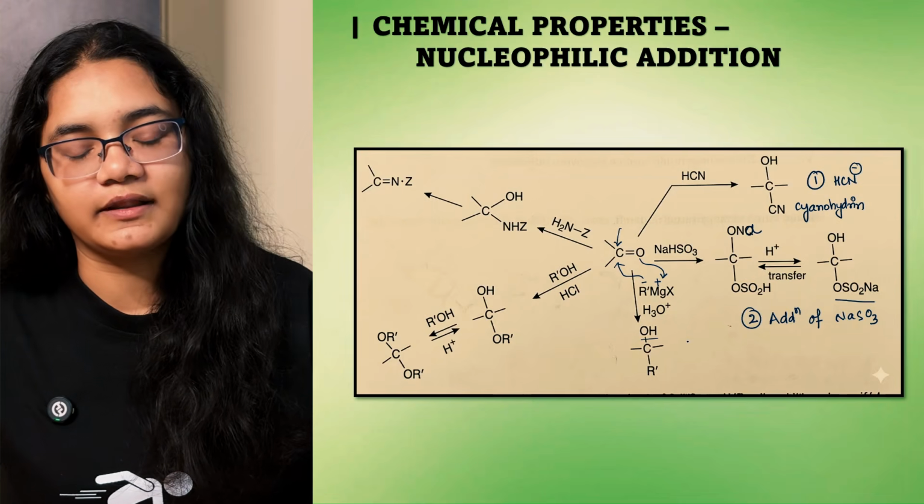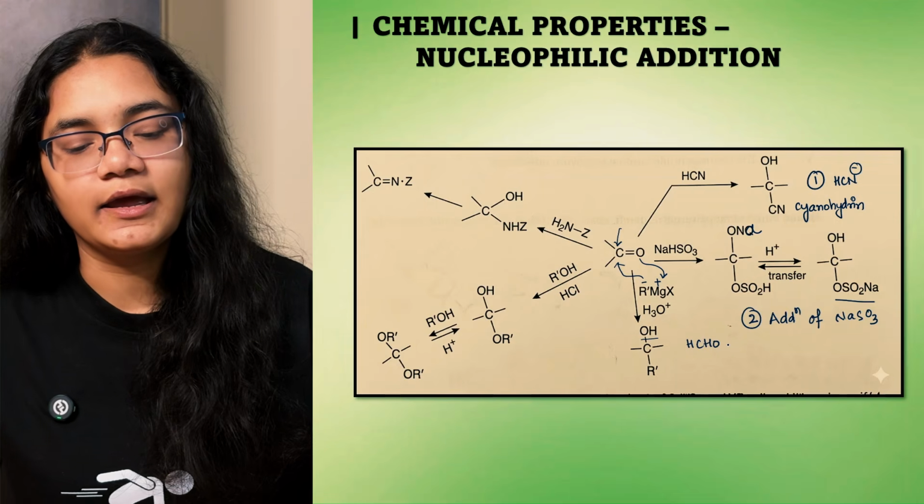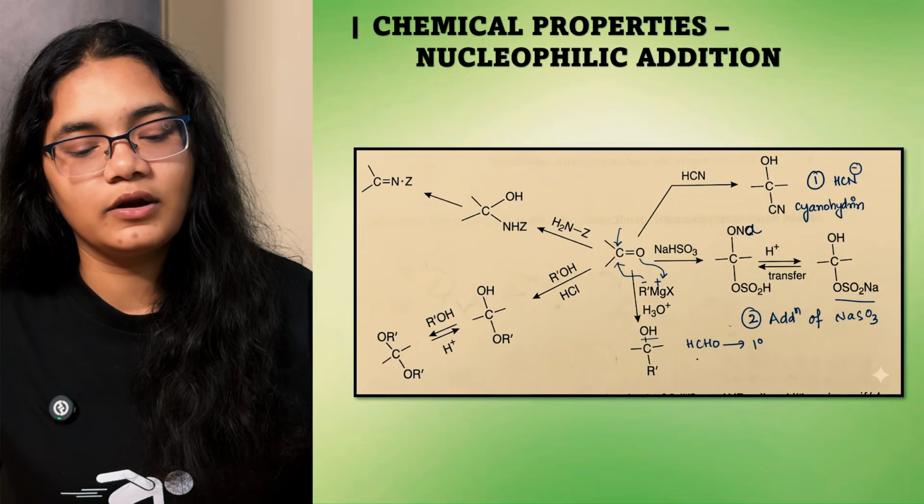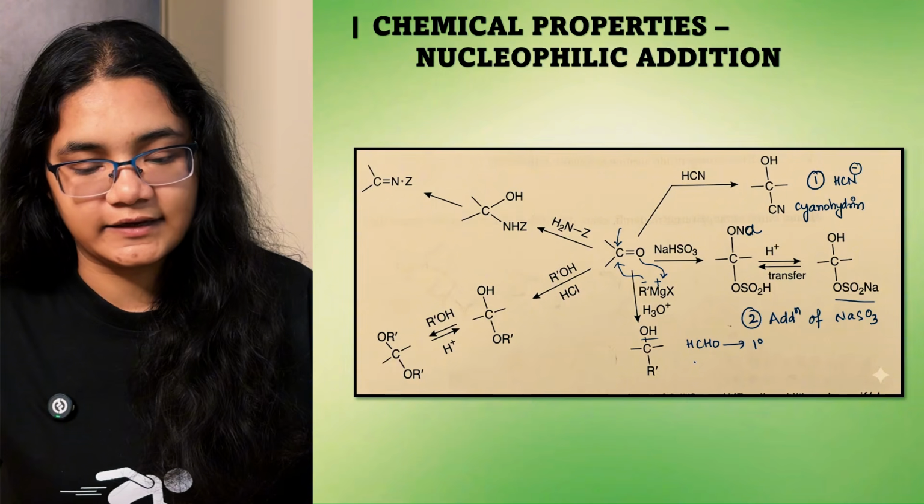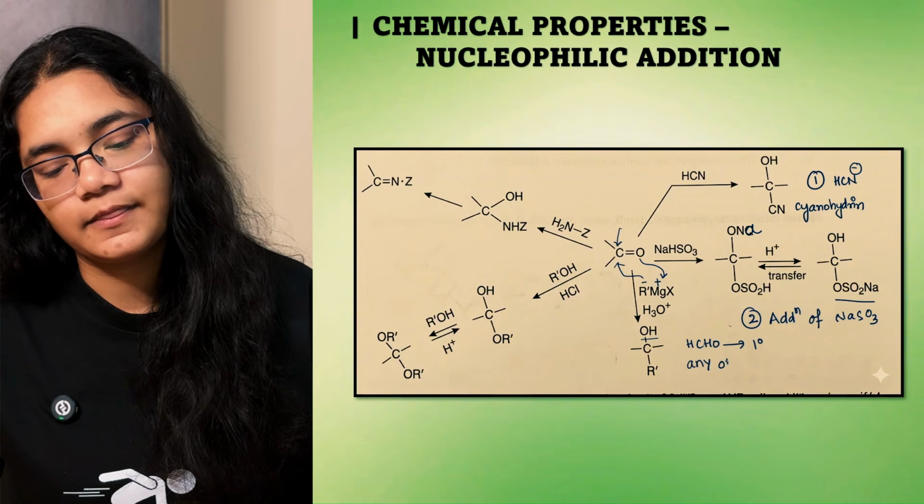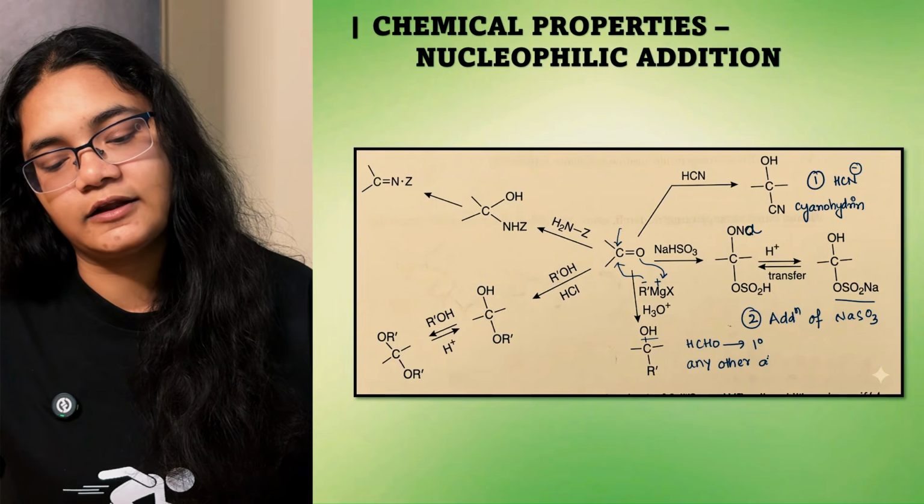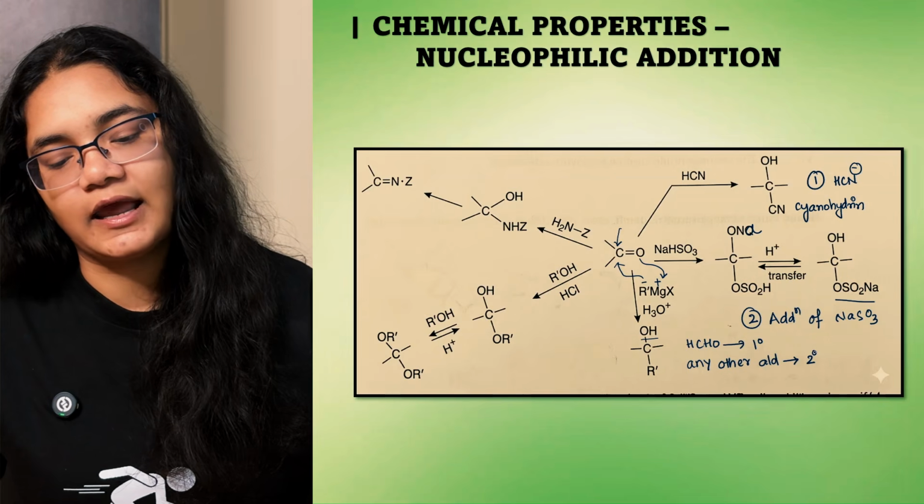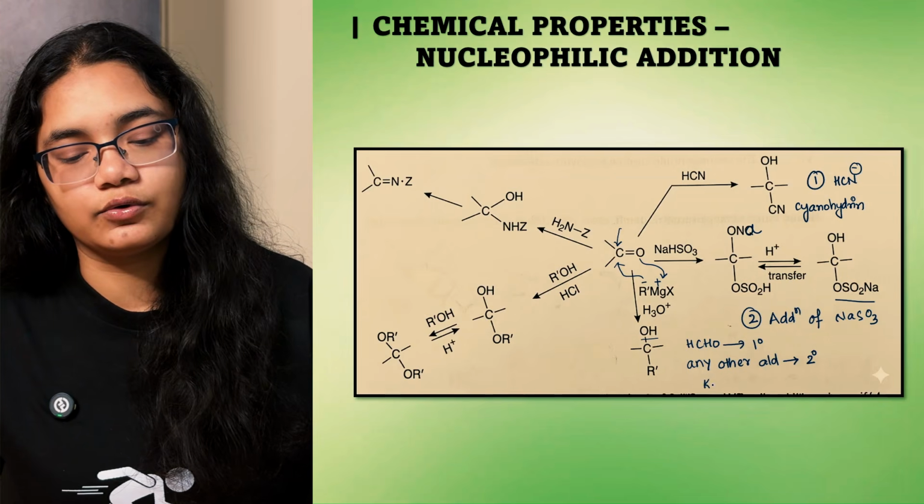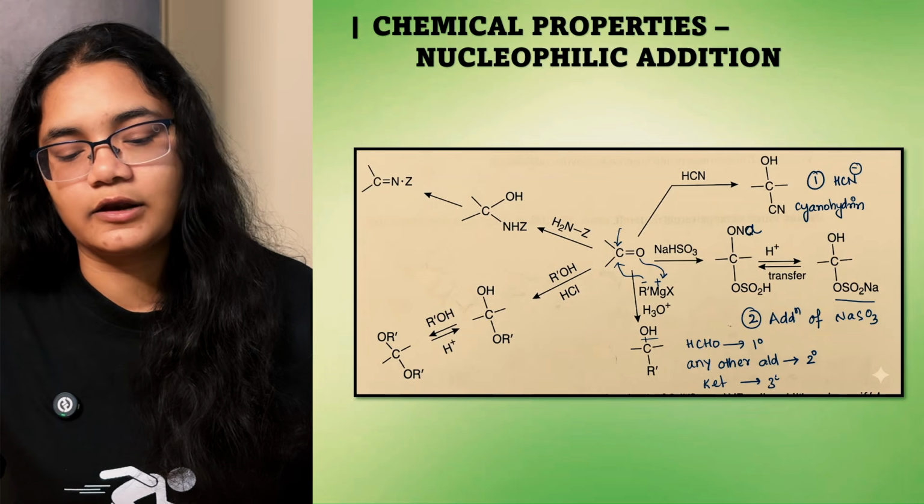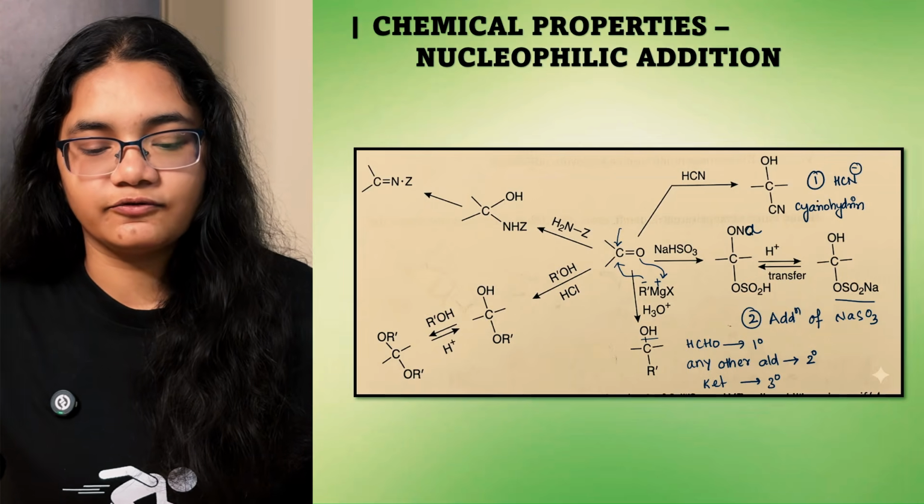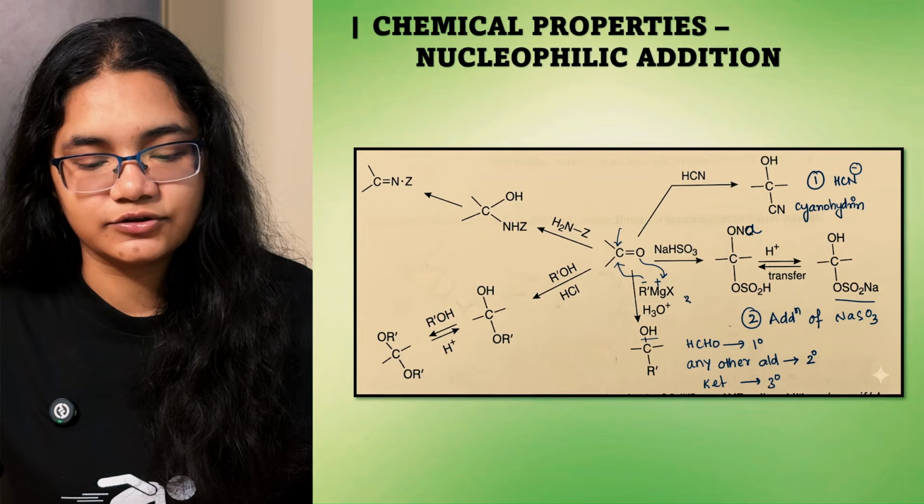Now here you should remember that if you have formaldehyde, in that case you will get a primary alcohol. If you have any other aldehyde, you will get a secondary alcohol. And if you have a ketone group, then you will get a tertiary alcohol. You need to remember this. So first, second, then this is the third, addition of Grignard reagent.